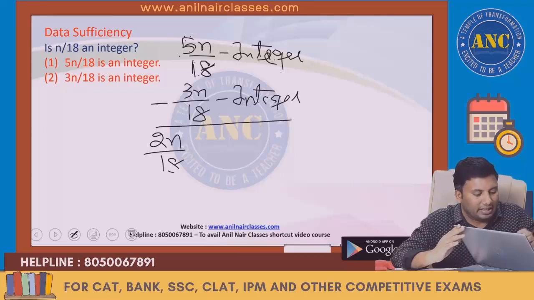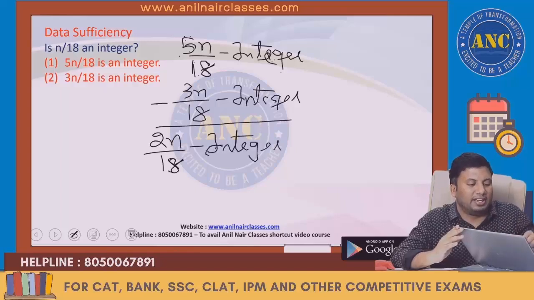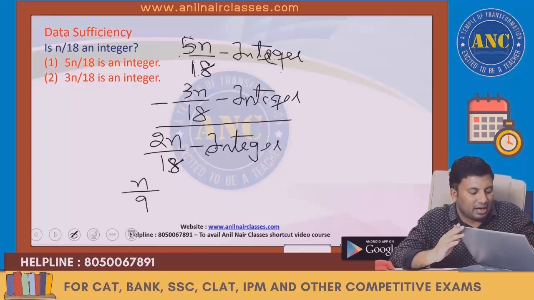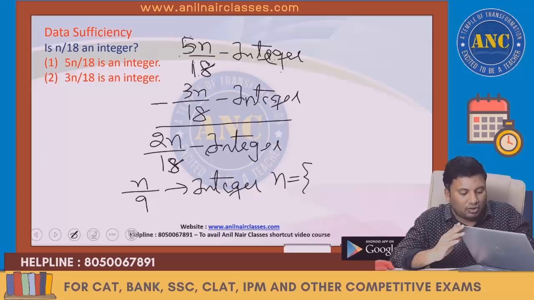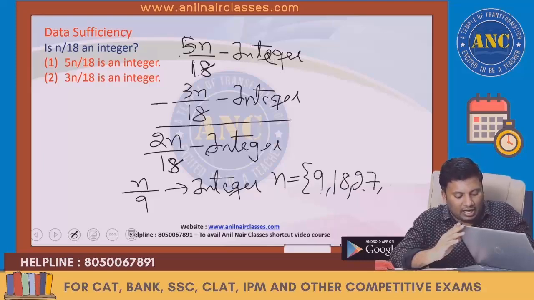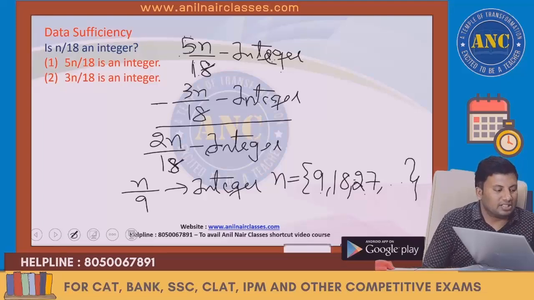2n by 18 is an integer. If 2n by 18 is an integer, n by 9 is an integer. For n by 9 to be an integer, n can take any multiple of 9: 9, 18, 27 and so on. There is a chance that you might tick mark the answer.